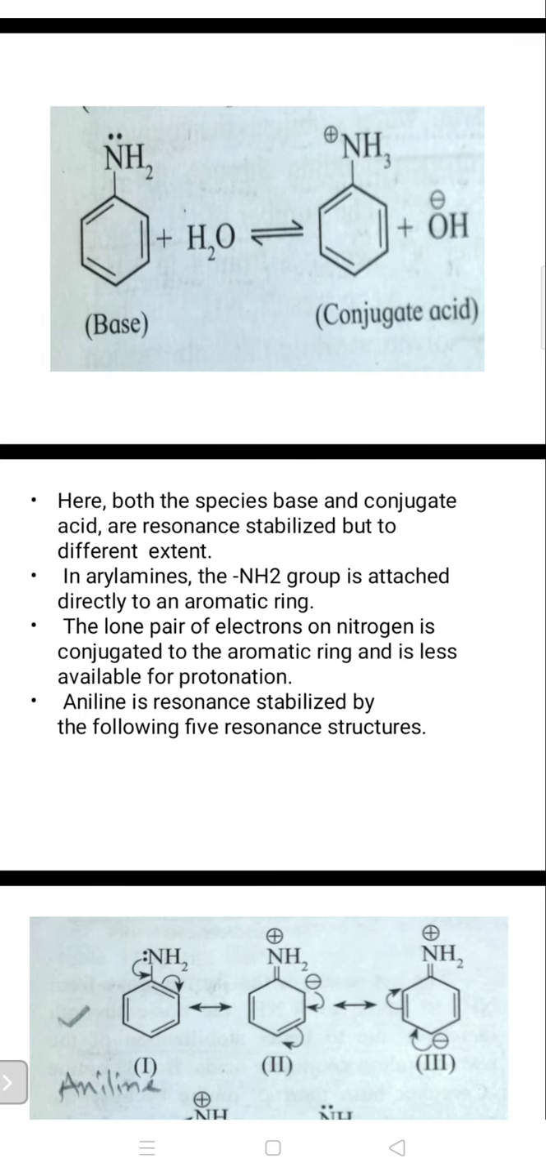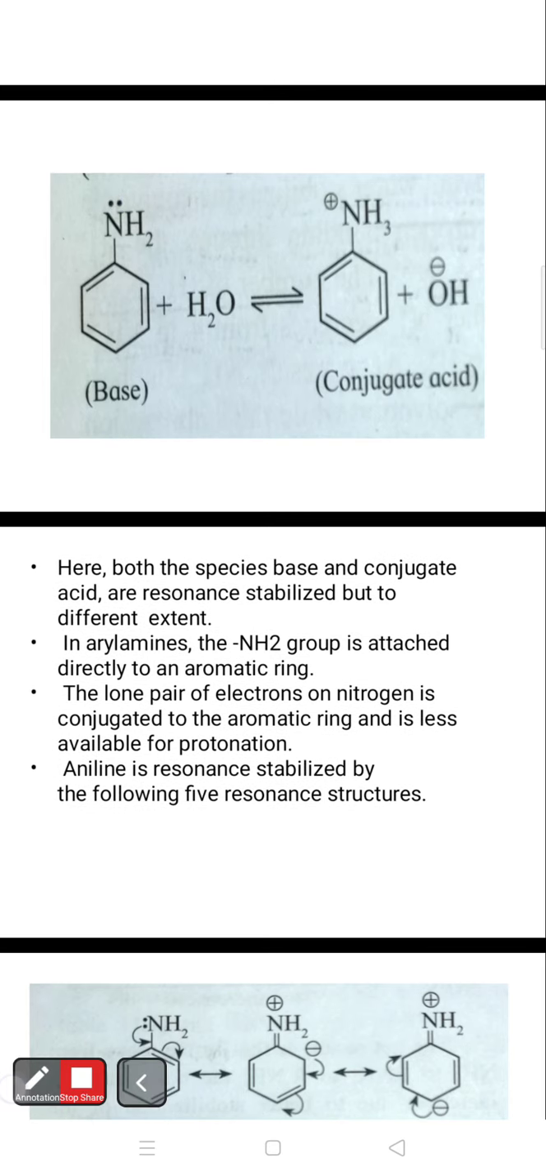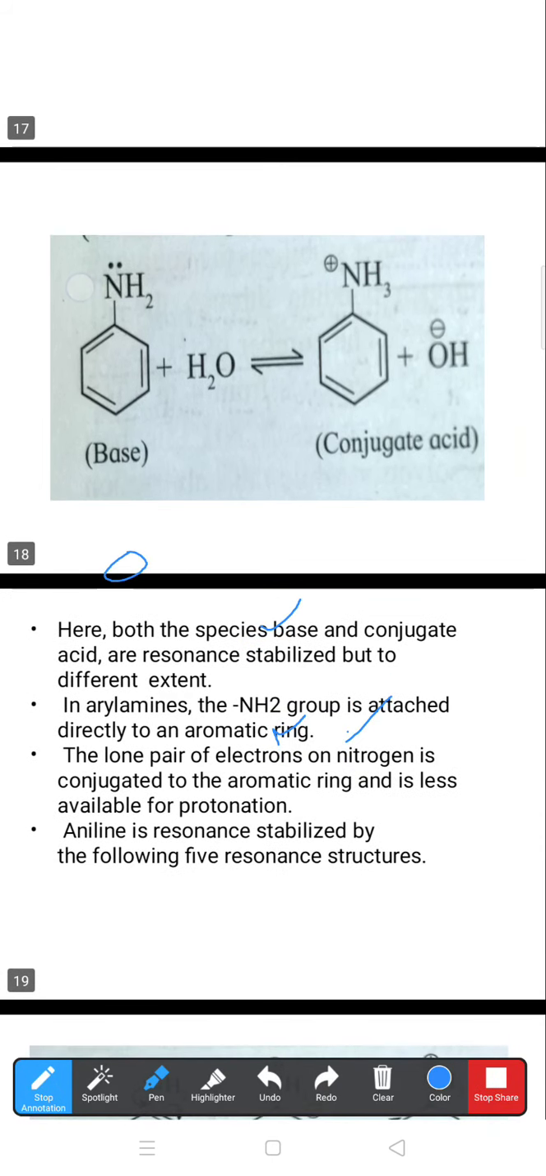Before that, we'll see aryl amines, the primary amines, where the NH2 group is attached directly to the aromatic ring. On the benzene, the NH2 group is directly attached to the aromatic ring, and that's why the lone pair of electrons on the nitrogen can be conjugated to the aromatic ring and is less available for protonation. That's why aniline is resonance stabilized by the following resonance structures.